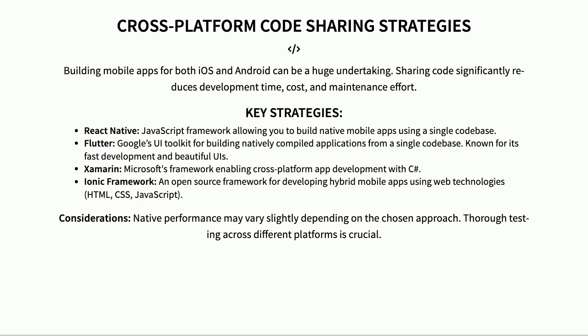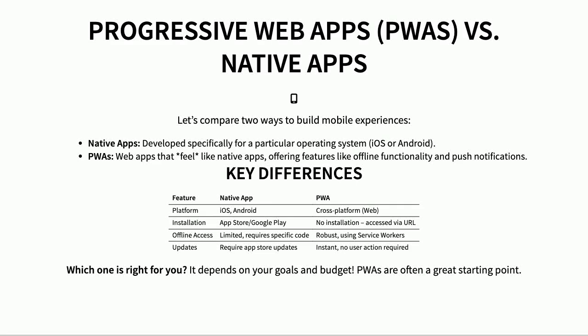Xamarin, using C#, and Ionic Framework, which uses web technologies like HTML, CSS, and JavaScript, are also solid choices depending on your team's experience and project needs. Just remember that while these tools help a lot, testing across both platforms is key to ensuring everything works perfectly for your users.